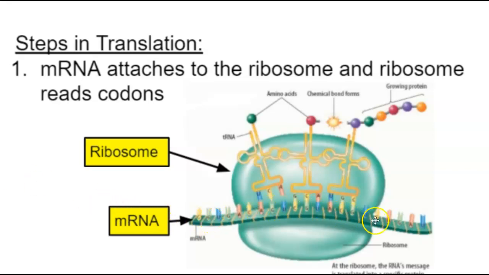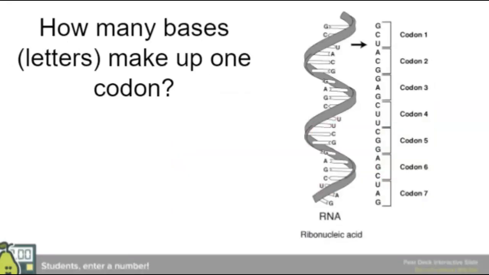Here's my little messenger RNA. This blob is the ribosome. It's actually made of two parts. So it's got this bigger part and this smaller part, and in between feeds the little messenger RNA. Again, pause if you still need to continue writing. So I said it reads a codon. Well, here's our RNA strand. It's talking about codons here. Can you look at this picture and tell me how many letters make up one codon? It's 3. See how there's 3 letters that make up one codon?